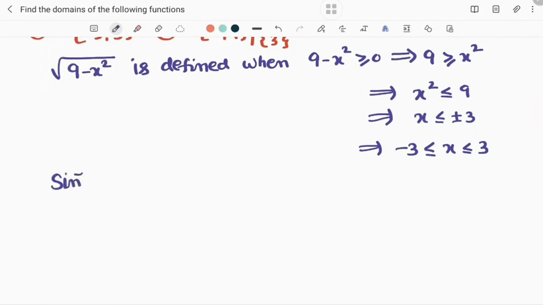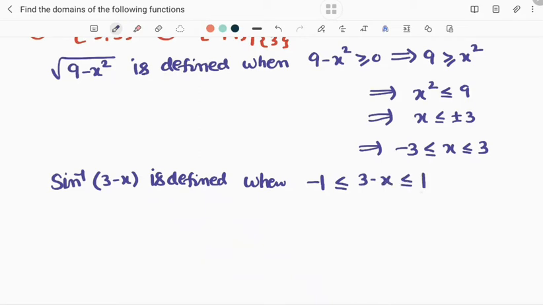Sin inverse of (3 - x) is defined when it lies between -1 and +1, when -1 ≤ 3 - x ≤ 1. So here, subtract 3 from every term: -1 - 3 ≤ 3 - x - 3 ≤ 1 - 3.